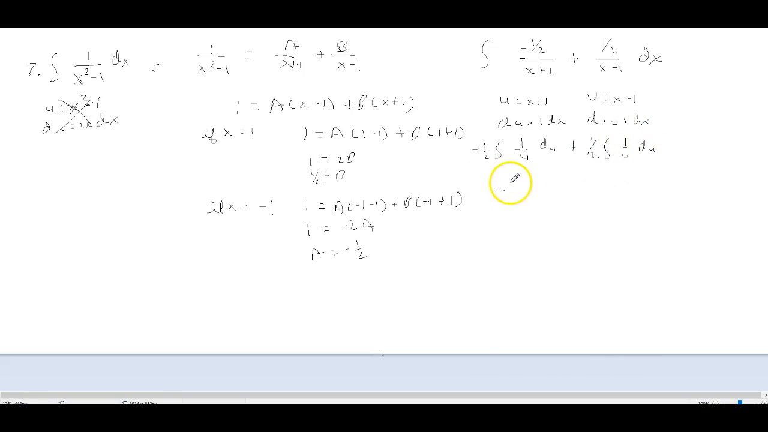And then I get negative 1/2 ln absolute value of u plus 1/2 ln absolute value of, this should be a v, my bad, absolute value of v plus c. And then that gives me negative 1/2 ln, and u was x plus 1, plus 1/2 ln, the v was x minus 1, plus c, and I'm good to go.